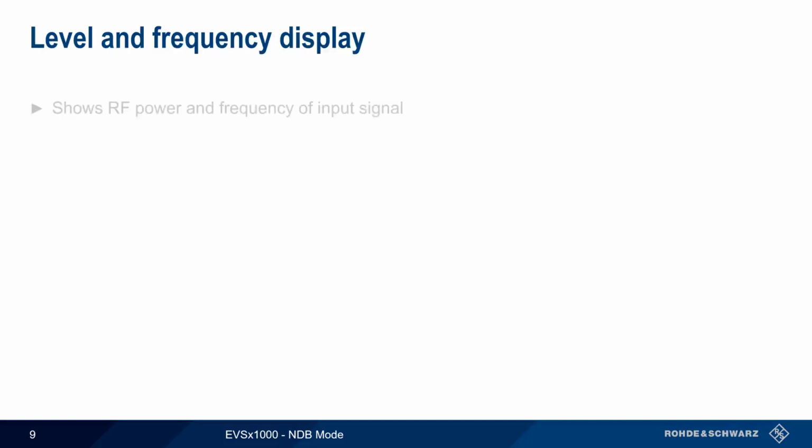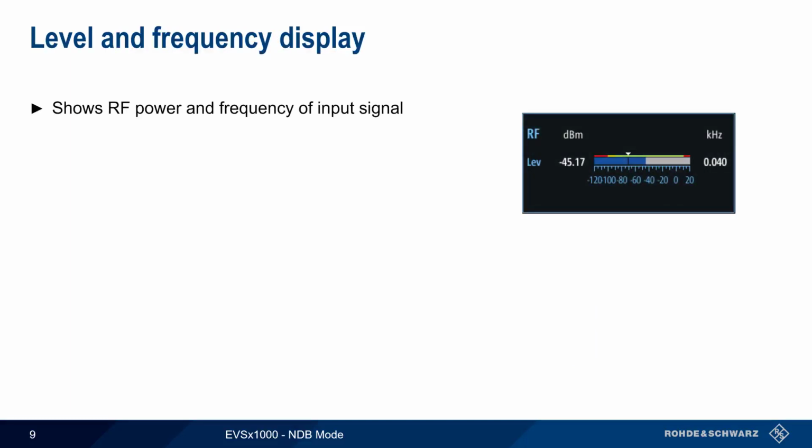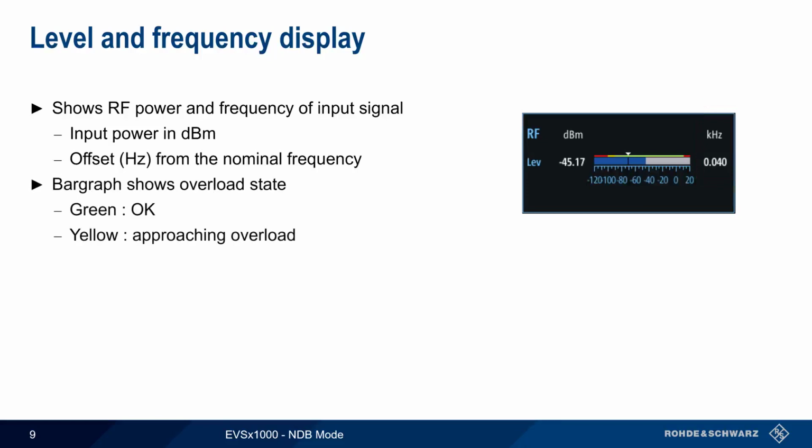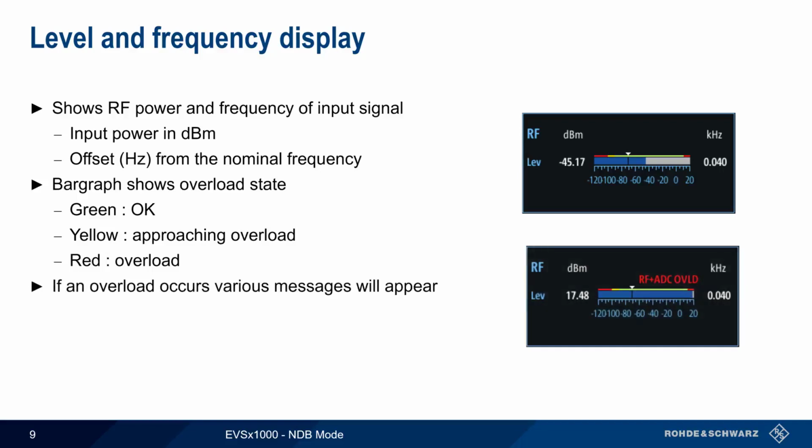As mentioned earlier, the level and frequency display shows the power and frequency of the input signal, with power shown as an absolute value in dBm, and frequency shown as an offset in Hz from the nominal or configured NDB frequency. The bar graph shows the overload state. Green means no overload, yellow indicates an approaching overload, and red indicates that an overload is occurring. If an overload condition does occur, different messages will appear depending on the type of overload. For example, here both RF and ADC overloads.